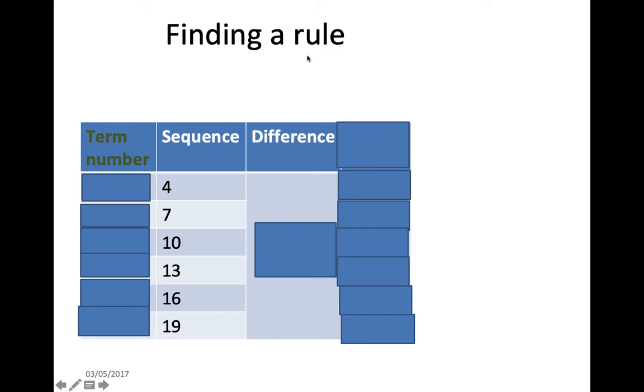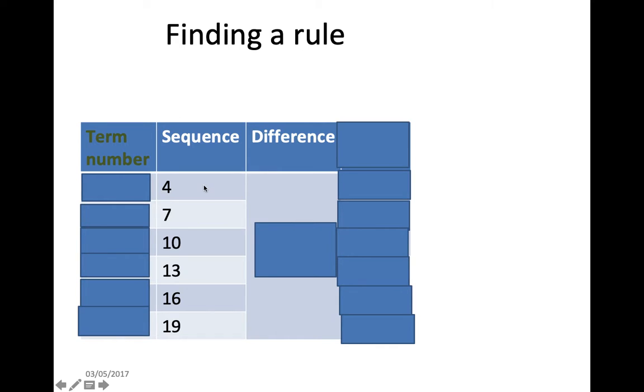Finding a rule for a sequence. Once we've done that, we're going to talk about how to get the sequence from the generated rule. Now, this is a sequence: 4, 7, 10, 13. I'd like you to pause the video and have a think about what's significant about the sequence.